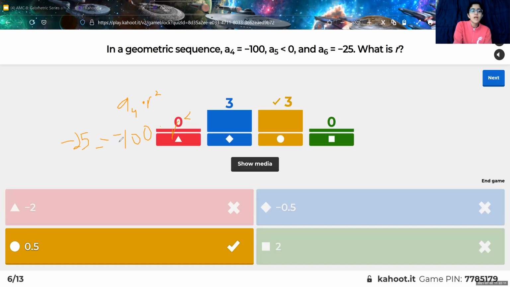So negative 25 divided by negative 100 is 1/4. The square root of 1/4 is just 1/2. So that means your answer should have been the circle. Okay. Next problem.